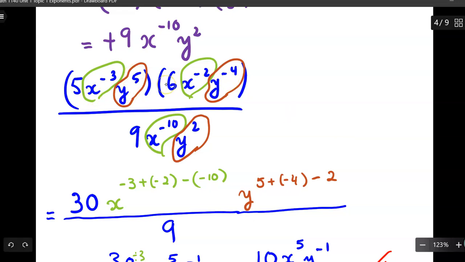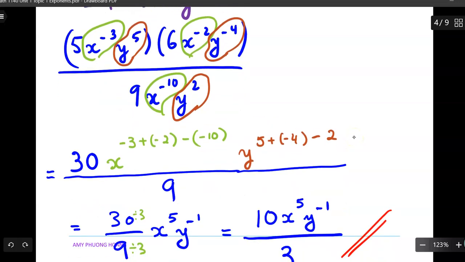5 times 6 is 30 divided by 9 will give me a decimal, but I have to leave it as a fraction. And then I pick x as the common base, right? Then I take negative 3, add this negative 2 because I multiply here. And then I subtract the negative 10 because I divided, okay? And again, nothing in between here means I multiply, okay? Now I pick the y with its exponent 5, adding negative 4, subtract the 2, okay? The 9 remains at the bottom, the denominator.